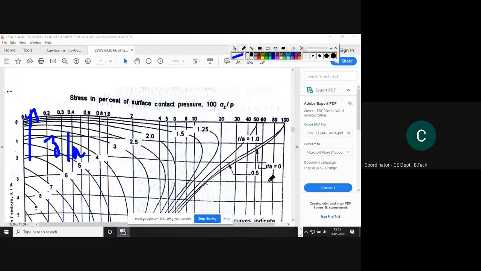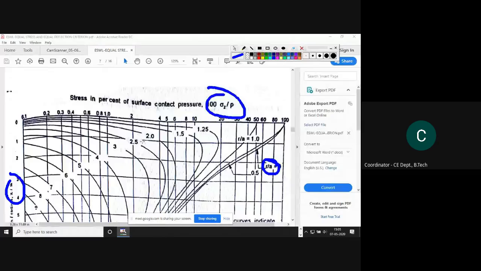Can you see here, r by a? So these individual curve values are r by a. Whatever those values are, r by a equals 1 means this curve. R by a equals 1.5 means we have to use this curve. Similarly r by a equals 3 means we have to use this curve. So in order to get this value, we must know this r by a and this z by a. So first we have to calculate z by a and r by a.